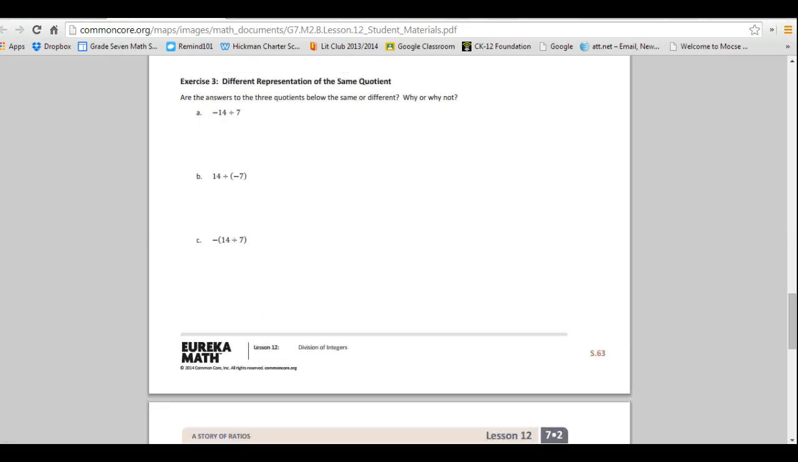Okay, so I figured I wouldn't do these until we came back to it, because I just wanted to see if you knew the answer before you actually worked them through. So the question here is, are the answers to the 3 quotients below the same or different? And why or why not? Okay, so if I look at these, one thing I notice, if I want to predict the sign that our quotient is going to have, I'm looking here and I'm seeing, oh, that's a negative divided by a positive. I know that is going to be a negative number. This is a positive divided by a negative. I know that's going to be a negative number.